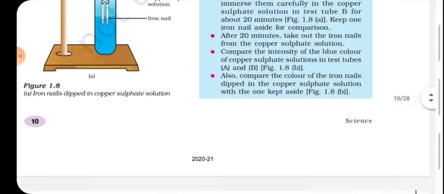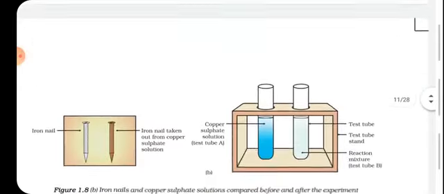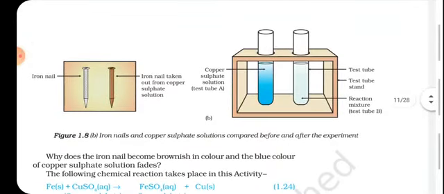You can see that the copper sulfate solution has lost color, and the iron nail has also changed color. The iron nail becomes corroded, as it was in contact with the copper sulfate solution. Okay, as well as the copper sulfate solution, which was blue in color, has now changed to a colorless solution.